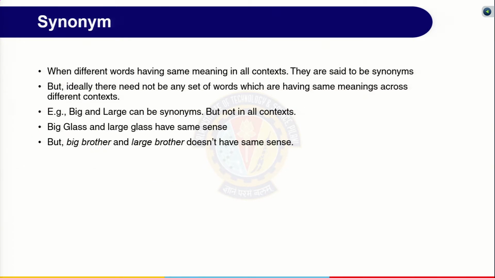Synonyms are words which have the same meanings but are different words. Like big and large are synonyms, but not in all contexts. However, big glass and large glass have the same sense, but big brother and large brother don't have the same sense. So, even though some words are called synonyms, it also depends on the context in which you are using them.